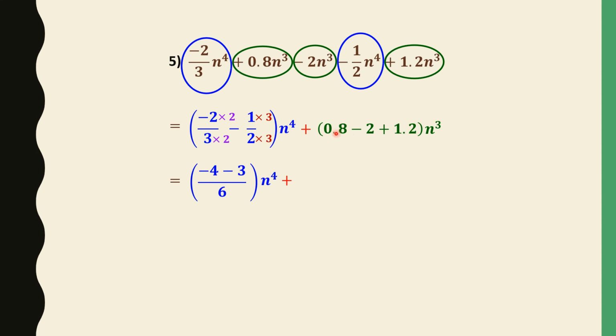Now let's calculate this expression. 1.2 plus 0.8, it's 2. 2 minus 2, it's 0. So it's 0 between parentheses and cubed, equals negative 4, negative 3, it's negative 7 over 6. Since it's in the beginning of the expression, we don't have to write the parentheses. We write negative 7 over 6 x exponent 4 plus 0 x cubed. And 0 x cubed, it's 0. So the final answer is negative 7 over 6 x exponent 4. And this is the reduced form of this expression.